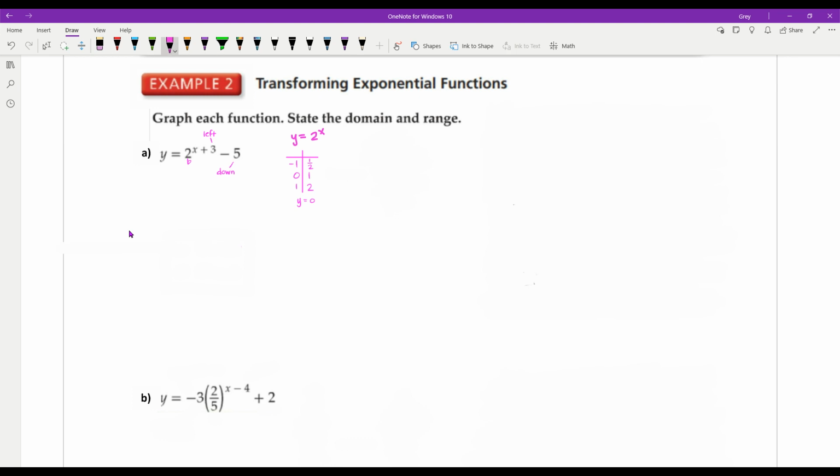So all you have to do is take those key points, every key point, and every x value is moving to the left, so I'm subtracting 3 from every x. Y value is moved down, so I'm going to subtract 5 from every y value of my first key points right here. So negative 1 minus 3 is minus 4. 0 minus 3, and 1 minus 3. And then I'm going to have 1/2 minus 5, 1 minus 5, and 2 minus 5.